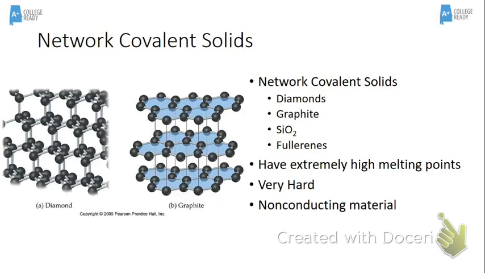Covalent network solids, these guys have extremely high melting points, up in the thousands. They tend to be very hard on the Mohs scale of hardness. They typically have one of the highest values that you can get. And these materials do not conduct electricity, just like most covalent molecules. Now, graphite probably might be one of the exceptions to the rule when it comes to conducting electricity, is that we do have carbon nanofibers, which can be used for purposes of conducting electricity.